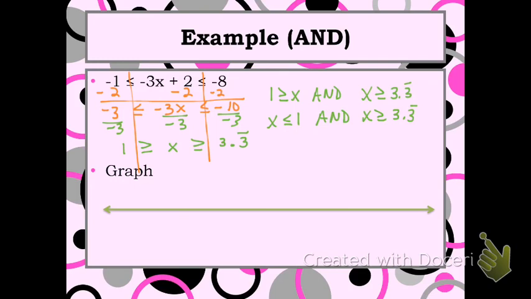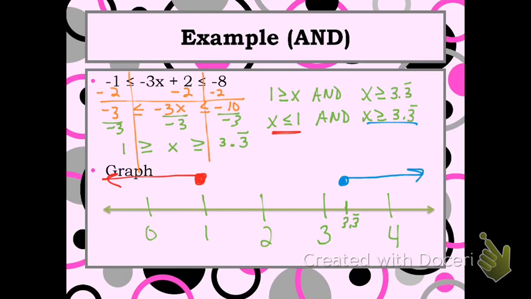Alright, so we're going to put 1 and 3 on the number line here. And then let's also do 2 and 4 and 0 and 3.3 repeating. Alright, so again, remember red and blue make purple. So x is less than or equal to 1 would look like this. And x is greater than or equal to 3.3 repeating would look like this.